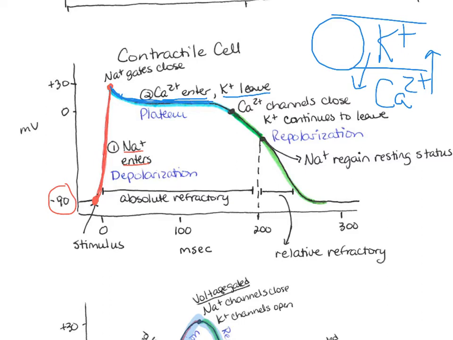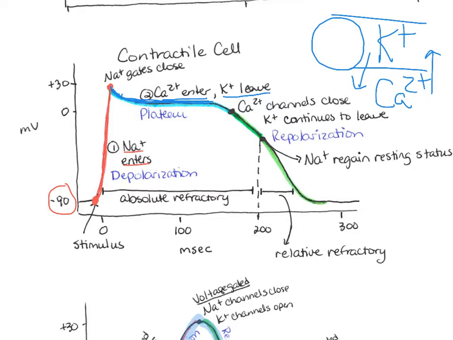That is the second step in the action potential of a contractile cell. Okay? We get a plateau because calcium's going into the cell, potassium's going out of the cell. They're both positive charges. They're canceling each other out. So on this graph, we're not going to see anything but a straight line.